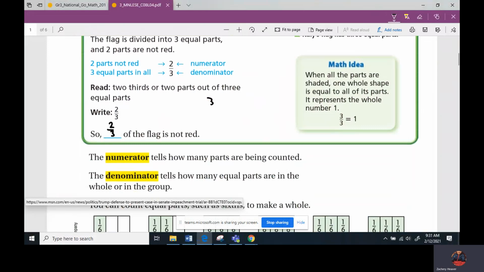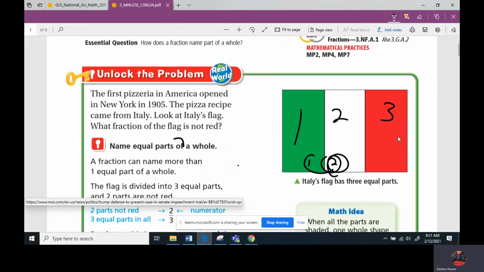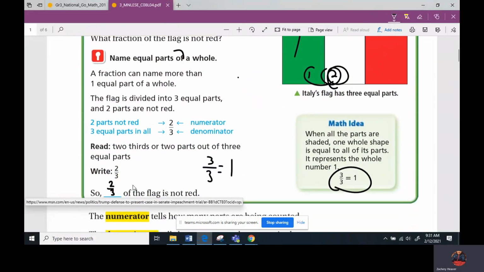Now, if we did 3/3, like it's telling us right here, 3/3 actually equals 1. Because if I use 3 parts of this flag that only has 3 parts, I'm actually using the entire flag. Okay? So if you had 5/5, guess what? That equals 1. If you had 100/100, if you use 100 parts out of 100 pieces, you use the whole thing. A whole is 1.